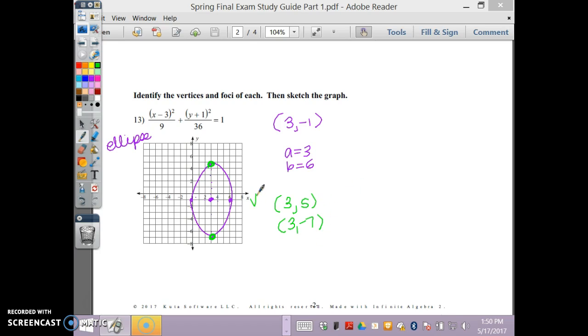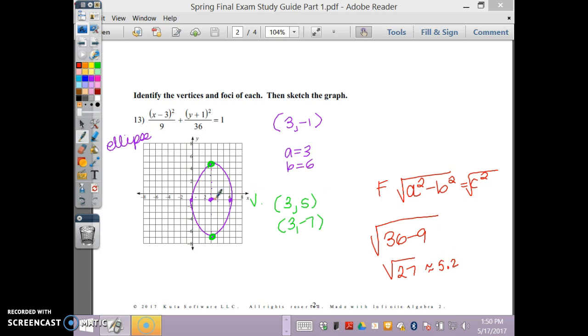Those are your vertices. Now your foci come from this formula, which is a squared minus b squared equals c squared. And then you got a square root just to get the foci. Or b squared minus a squared, that'll give you a negative if you do it this way. But anyways, you subtract them. 36 minus 9, which is going to be 27. Which is approximately, well, it's a little bit bigger than 5, right? About 5.2.